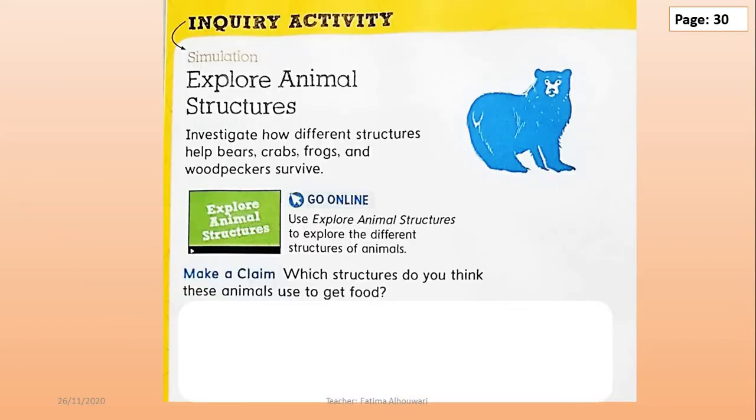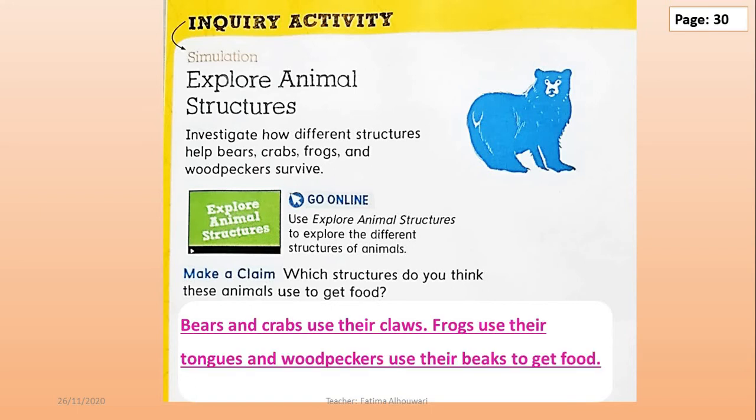Now let's summarize everything, grade 1. So please open your book, page number 30. As we see, bears and crabs use their claws. Frogs use their tongues and woodpeckers use their beaks to get food. Interesting. Please, grade 1, be sure to write this answer in your book.